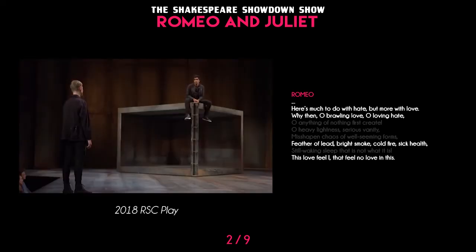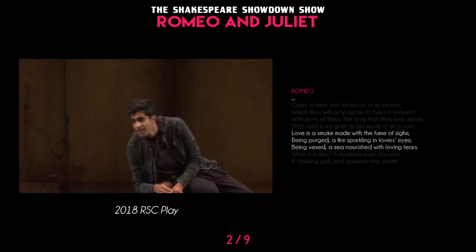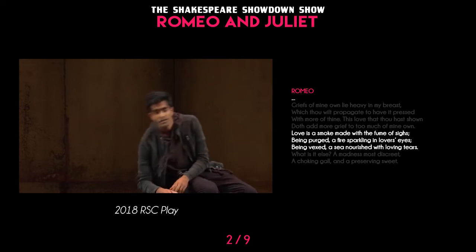So we have a few lines missing, including a few missing oxymorons, which isn't ideal. Heavy lightness, for example. Let's move on to the second part and see what that looks like. Here we have the same 4 lines missing that the BBC removed, plus a couple others. So let's listen to this.